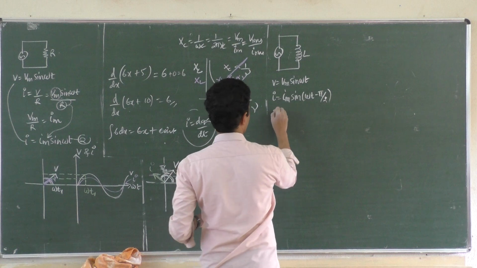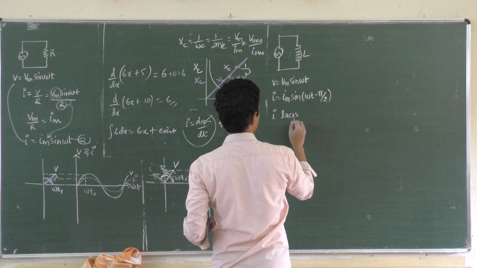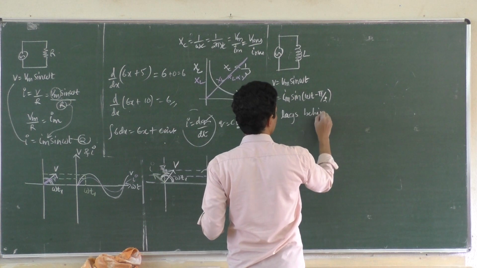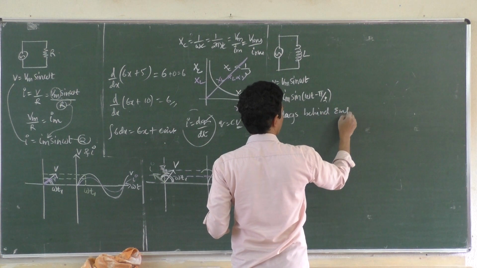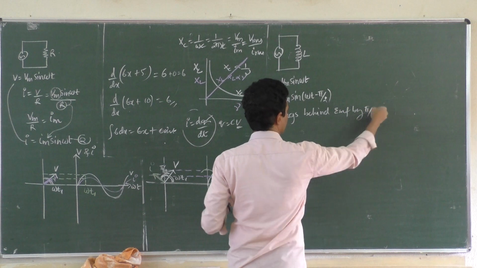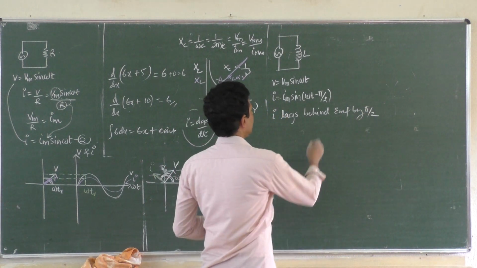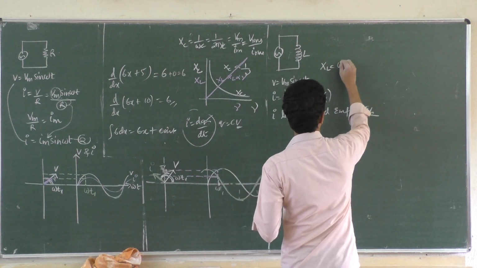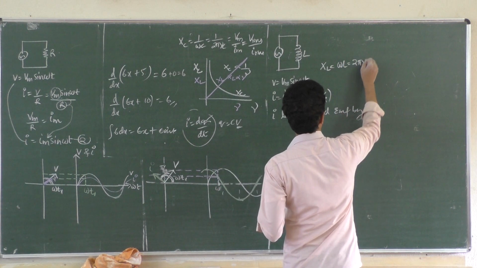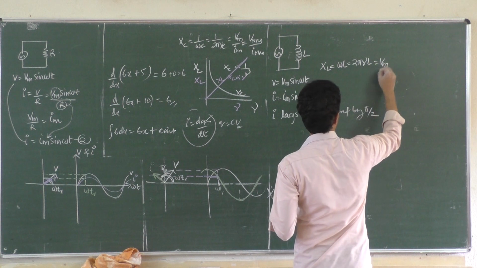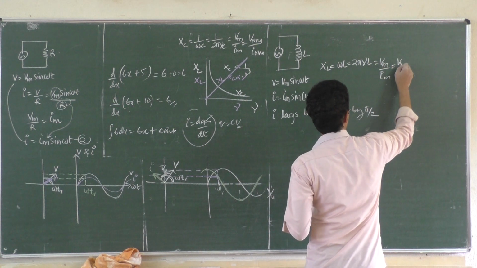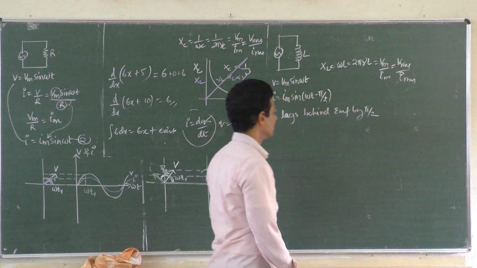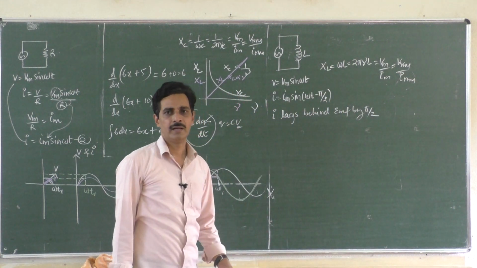Current lags behind. Lagging behind means going back. Current lags behind EMF by pi by 2. That you know. And the inductor gives a reactance called inductive reactance, which is given by omega L, 2 pi nu L, and it is also equal to Vm by Im, Vrms by Irms. Okay, it is a frequency dependent reactance.